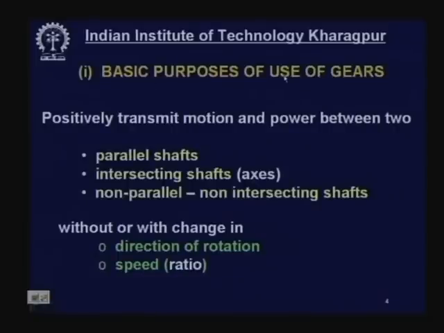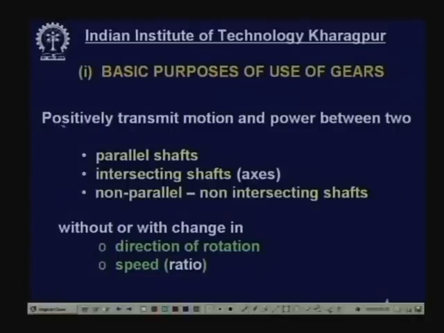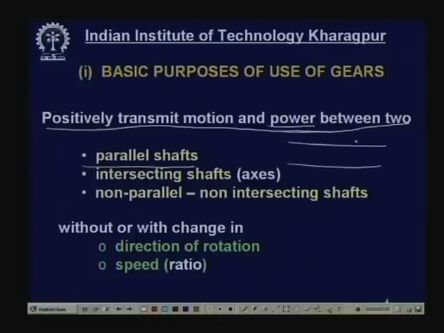Now, come to the basic purposes of use of gears. What are the basic purposes? To positively transmit motion and power, rather torque as well as power, between two parallel shafts. Suppose there are two parallel shafts, and the motion has to be transmitted from this shaft to this shaft. So, you mount two gears on them in contact. When this rotates, the other will rotate in the opposite direction. So, the motion, torque and power will be transmitted. This is between parallel shafts.